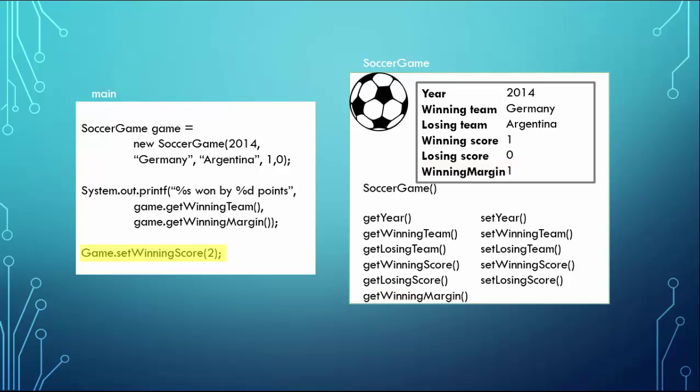But there's still a problem here. Let's say we set the winning score to 2. That calls the setWinningScore method. That changes winning score to 2. Everything's great, except that our winning margin is wrong now.